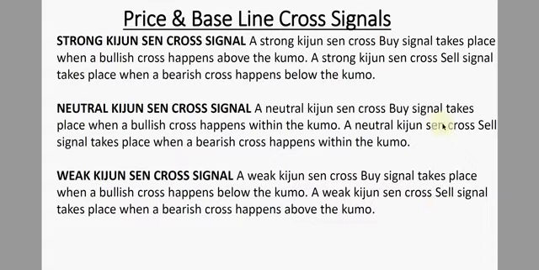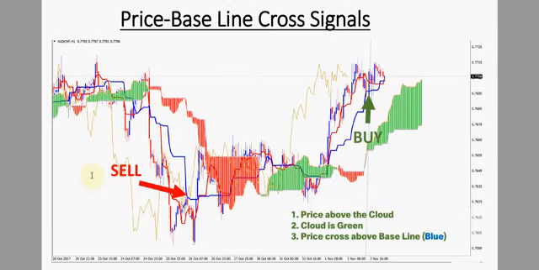As usual, when we have a bullish crossover above the Kumo, we say it is strong. When we have the bearish signal below the cloud, we say it is strong. When the crossing happens in the cloud, we say it is neutral. And when the crossing happens in the wrong direction of the cloud, we say it is weak. Okay, now let's see some examples.